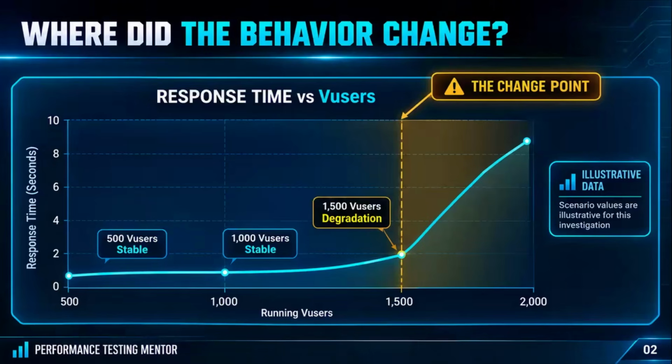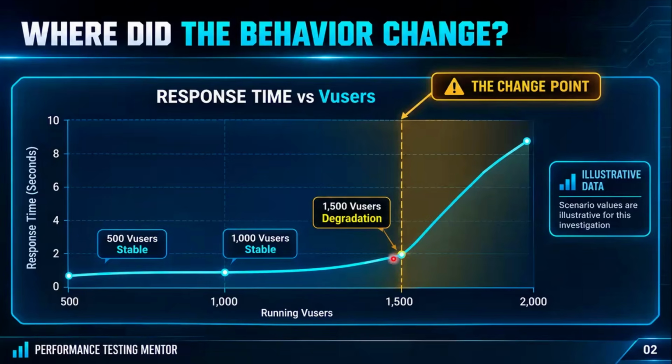So, the first thing I want to identify is the change point. Suppose we have three important load levels. At 500 virtual users, response time is stable. At 1000 virtual users, response time is still stable. But around 1500 virtual users, response time starts increasing.